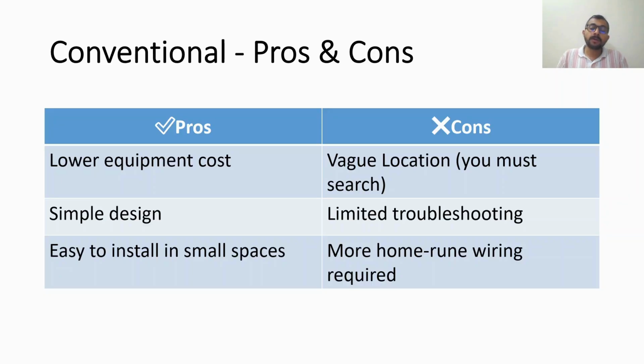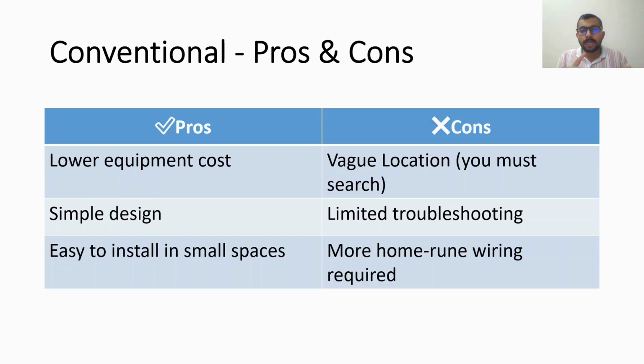And lastly, but not least, the home run wiring, that is from the panel to that particular zone, the number of wires is more. In the conventional system you need to use more cables. I will discuss the addressable system for each aspect in the coming slides. So these are the pros and the cons of the conventional system.